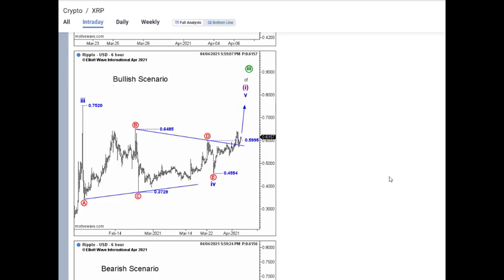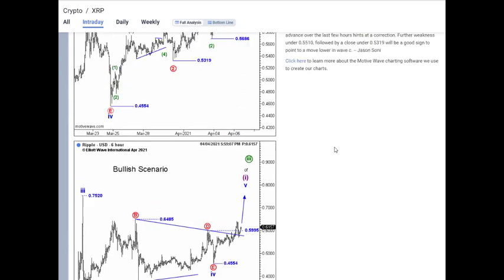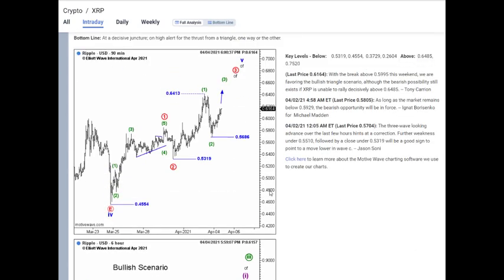At this juncture, we're looking for at least a print above 0.7520, but more importantly, we require a 5-wave advance to unfold for blue wave 5. Here on the 90-minute chart, we have this 1-2-1-2 scenario, which, as you know, is a very bullish setup, and we have a key level at 0.5686, looking for price action to head higher in a third of a third.